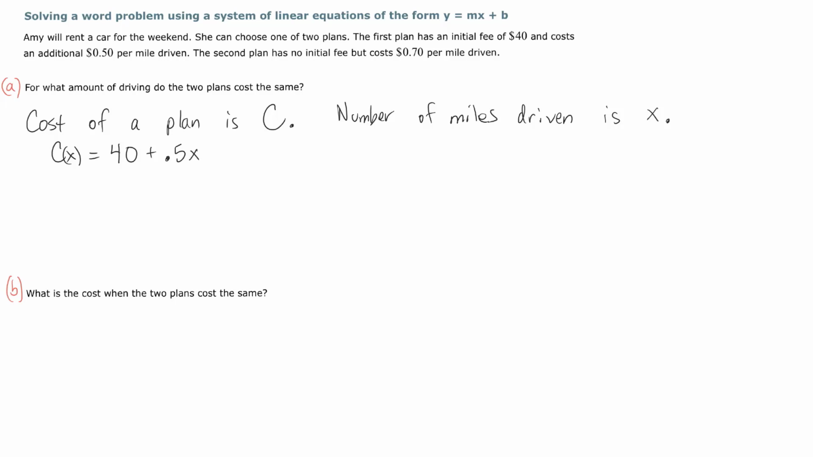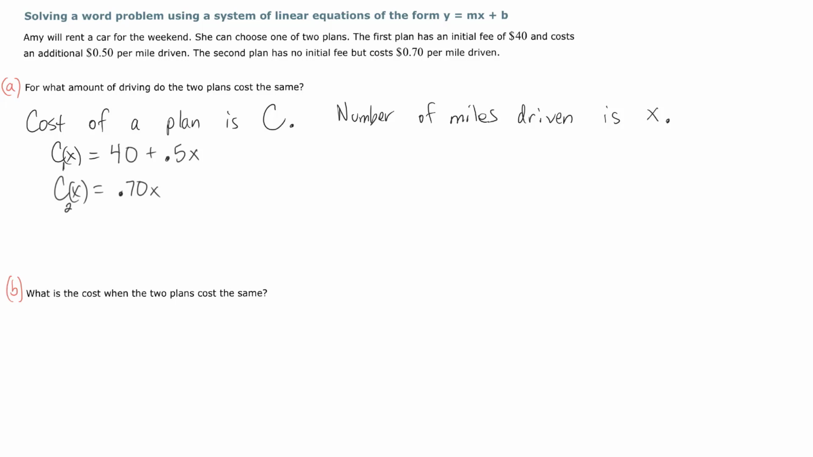What's the second plan? Well, the second plan is also a cost function. It could be represented as c of x is equal to no fixed cost, but it costs you 70 cents per mile driven. So it's going to be 0.70 times x, or 0.7 times x. Now I did make a little tiny mistake here. These two functions are different, so I shouldn't use the same variable. So why don't I use c sub 1 and then c sub 2?